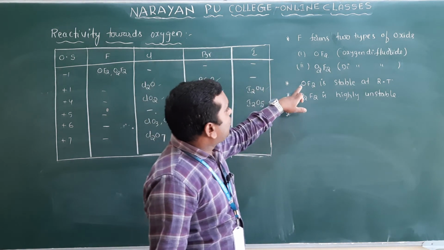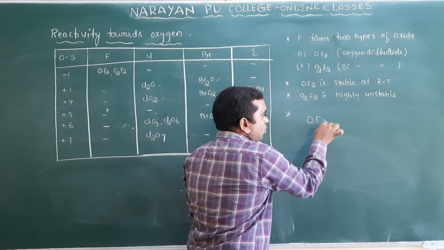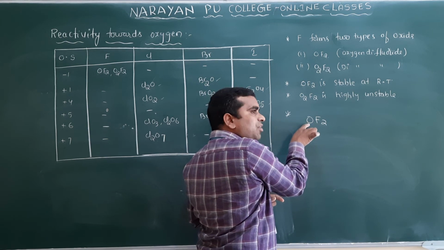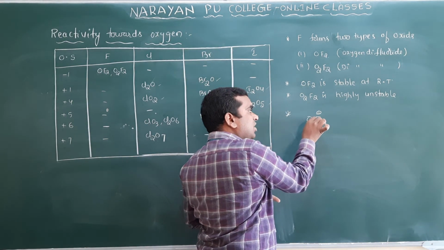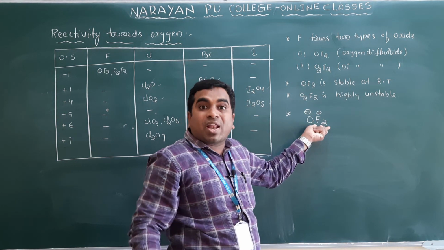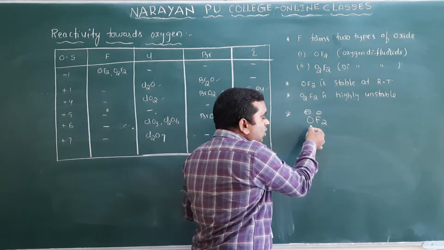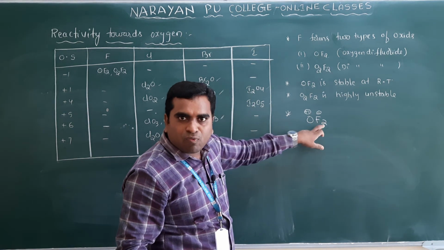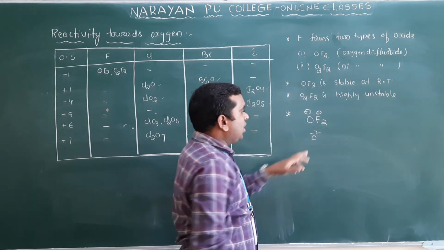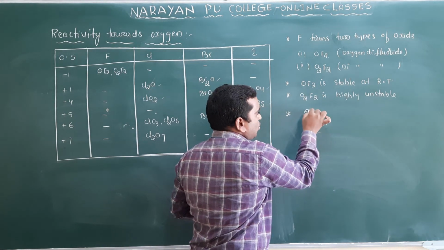Clear? So why? Because first of all, take OF2. Fluorine is highly electronegative than the oxygen. Fluorine gets which charge? Negative charge. Oxygen gets which charge? Positive charge. Negative charge is there, means what we have to call? Fluorides. Clear? Why can we not call it fluorine oxide? Oxide means what? It should form -2 oxidation state here. Total -2 and here +2.